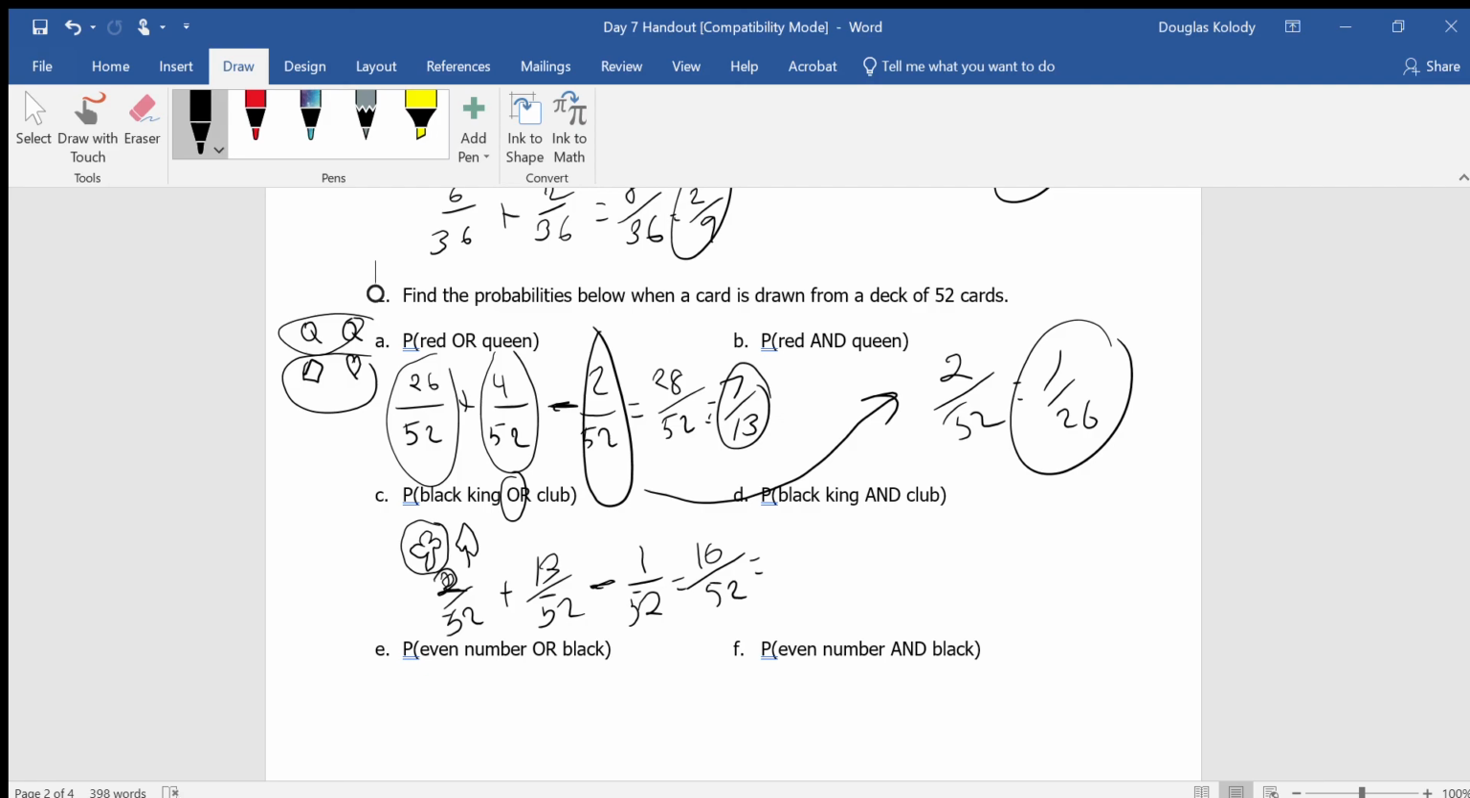to, let's see here. Oh wait, 2 plus 13, yeah, it's 15. 15 minus 1 is 14. Sorry guys, I can't count today. 14 out of 52. And that reduces to 7 over 26.